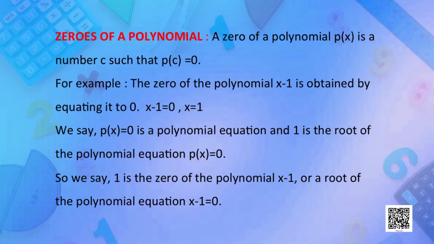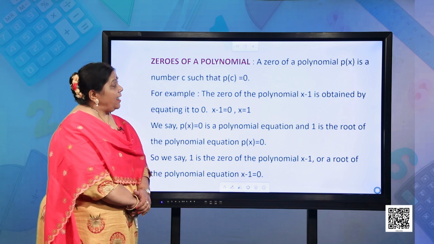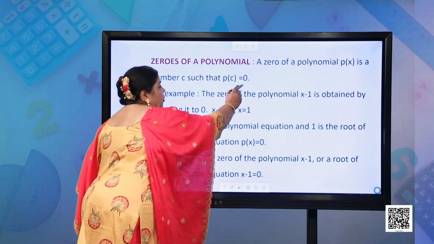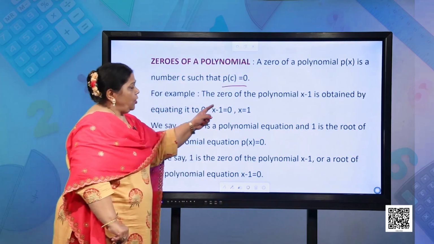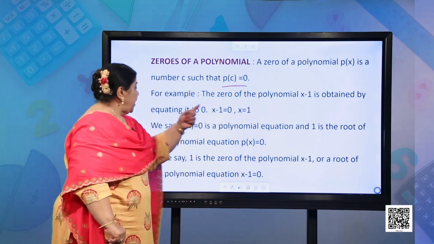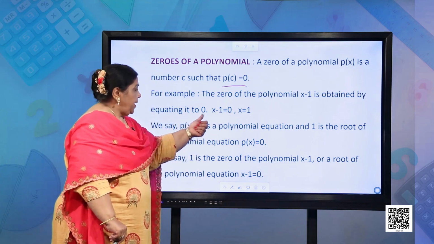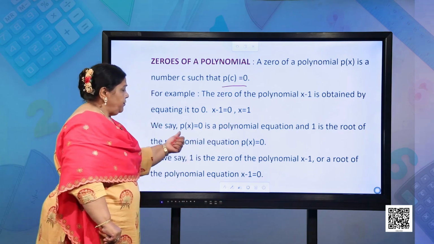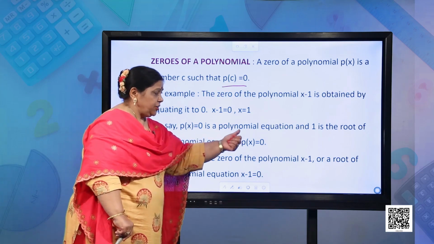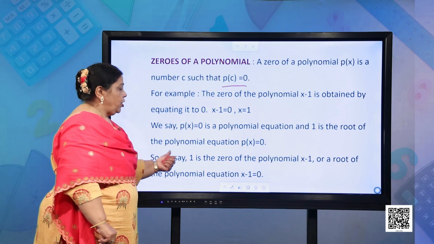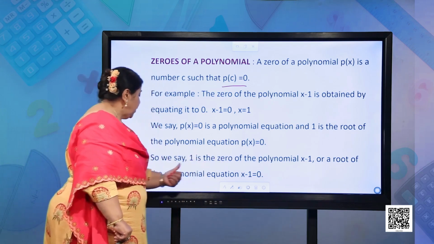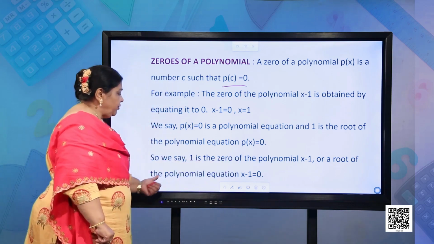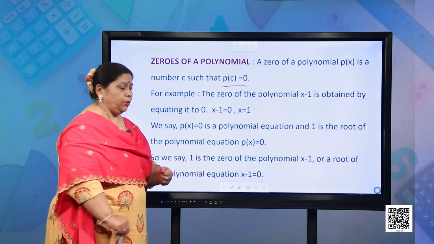We have also studied about zeros of a polynomial in class 9. A zero of a polynomial p of x is a number c such that p of c is equal to 0. For example, the zero of the polynomial x minus 1 is obtained by equating it to 0. x minus 1 is equal to 0, that means x is equal to 1. We say p of x is equal to 0 is a polynomial equation and 1 is the root of the polynomial equation p of x is equal to 0. So, we say 1 is the zero of the polynomial x minus 1 or a root of the polynomial equation x minus 1 is equal to 0.